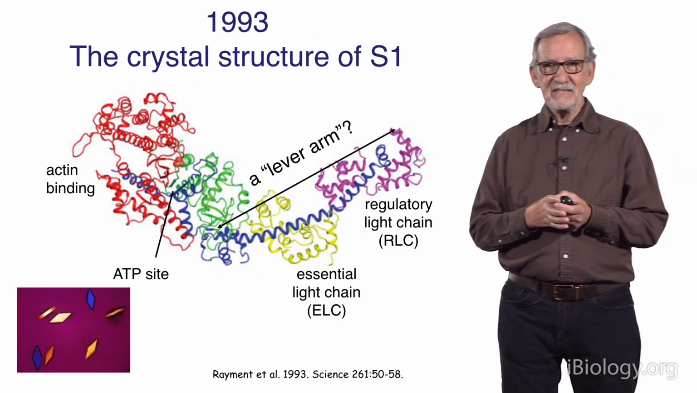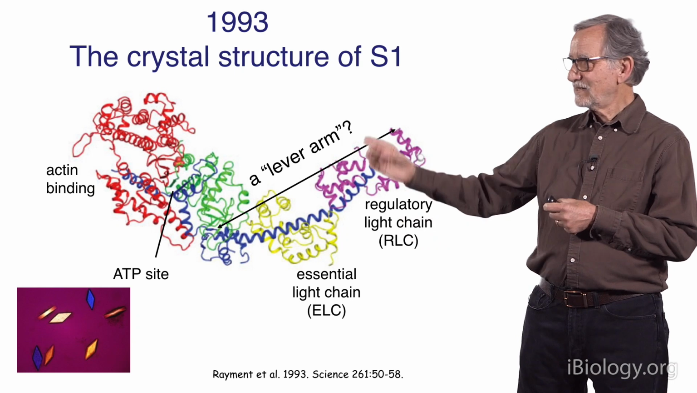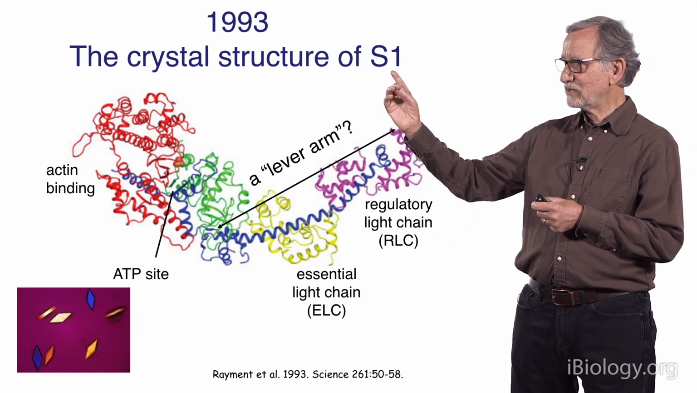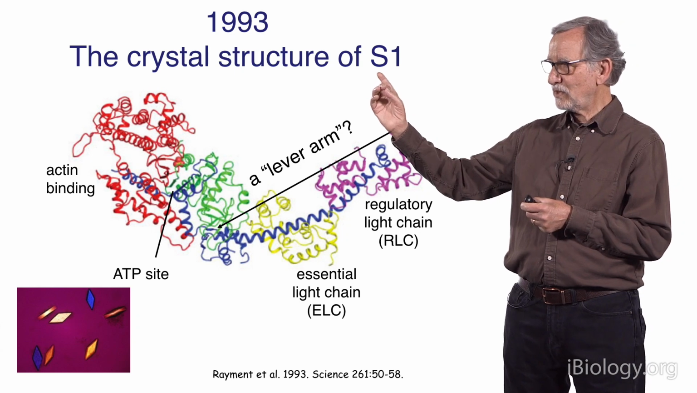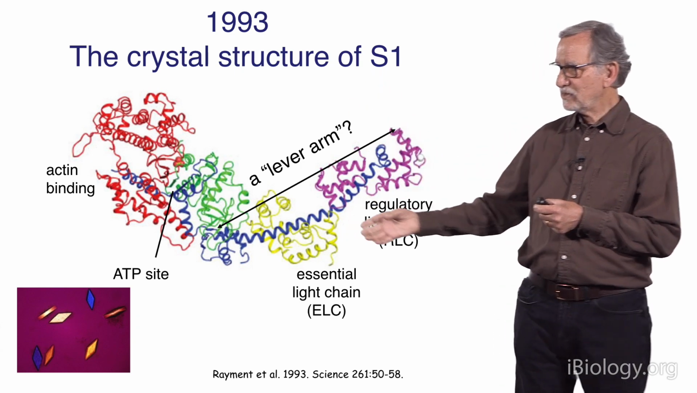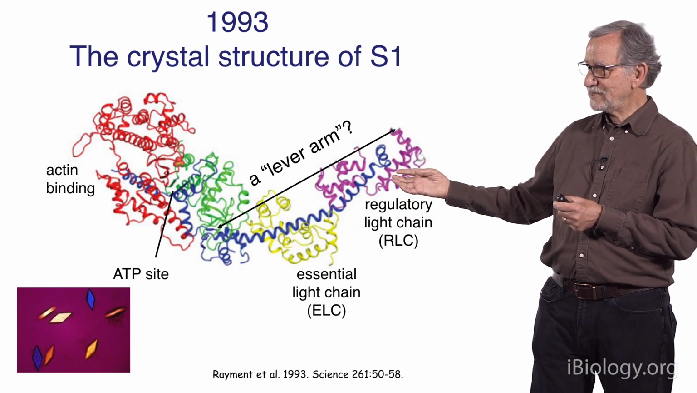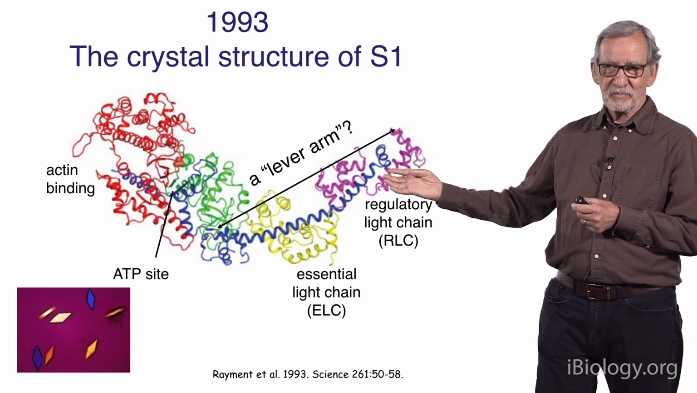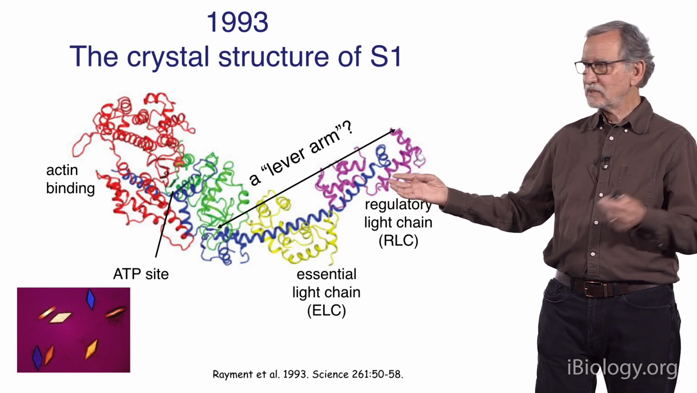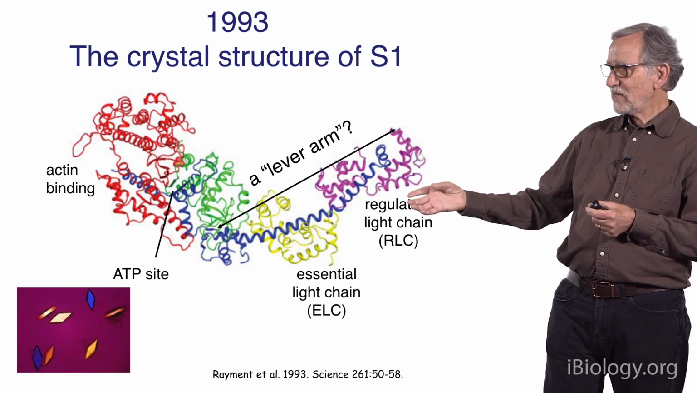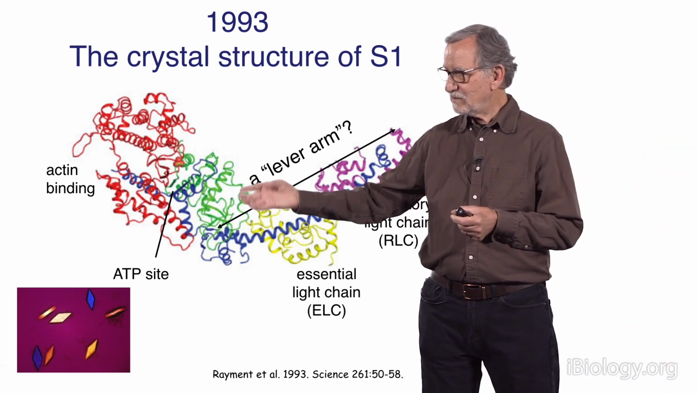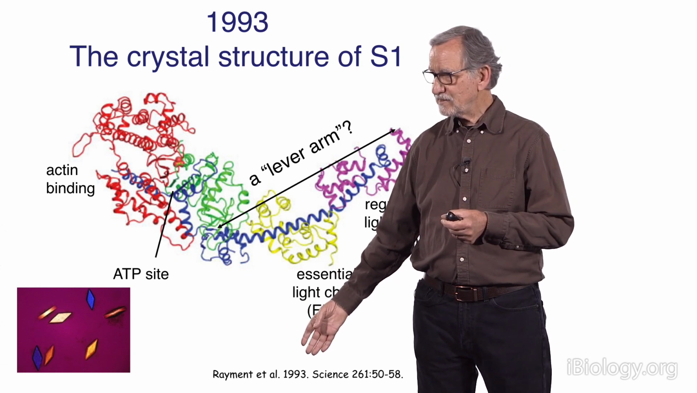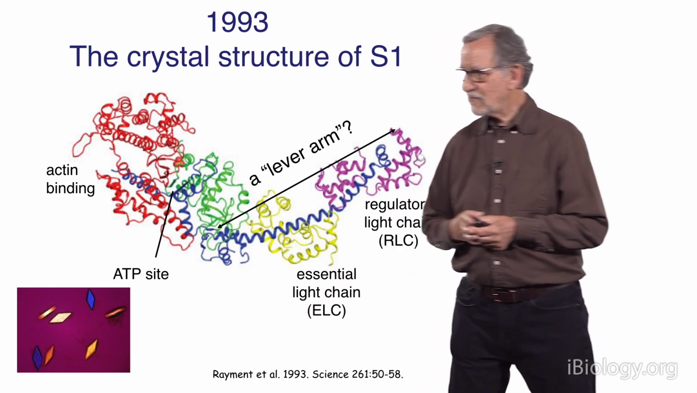Then in 1993, the crystal structure of the motor domain, subfragment 1, or S1, was obtained. And remember, we already knew from 1987 that this was the motor, but we didn't have the structure. And the structure was really beautiful. It was obtained by Ivan Raymond and his colleagues at University of Wisconsin.